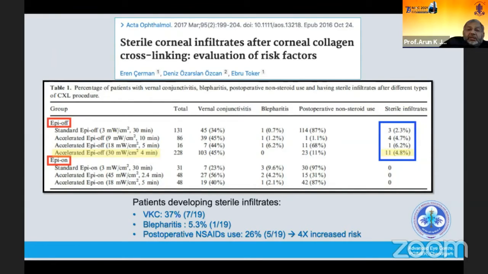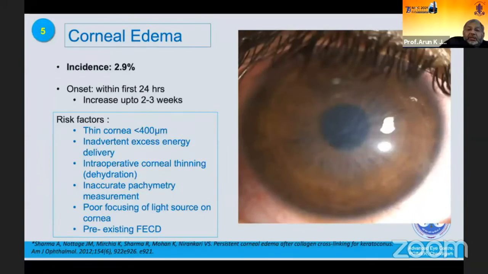non-steroidal anti-inflammatory drugs. And corneal edema, this is one of the most important and vision-threatening complications of C3R, and usually starts within 24 hours and may increase up to 2 to 3 weeks and may not resolve.